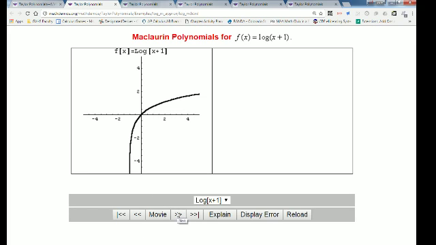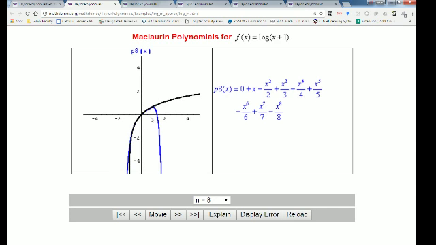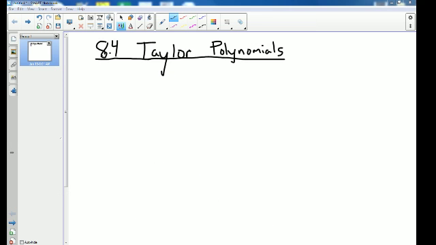Here's the log x. But you see what Taylor polynomials are doing, right? Okay, good. So we're going to mathematically figure out what those polynomials are today. It should be fun because it's derivatives and they're easy, right? Factorials are just one thing you don't have to worry about.